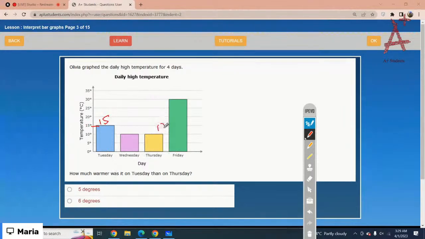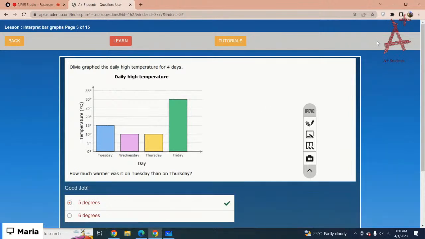You have to calculate how much more it is on Tuesday than on Thursday. So just subtract, 15 minus 10. So 15 minus 10 is, yes, that would be 5. Got it? So the correct option is 5 degrees. So select the correct option and click on the OK button.